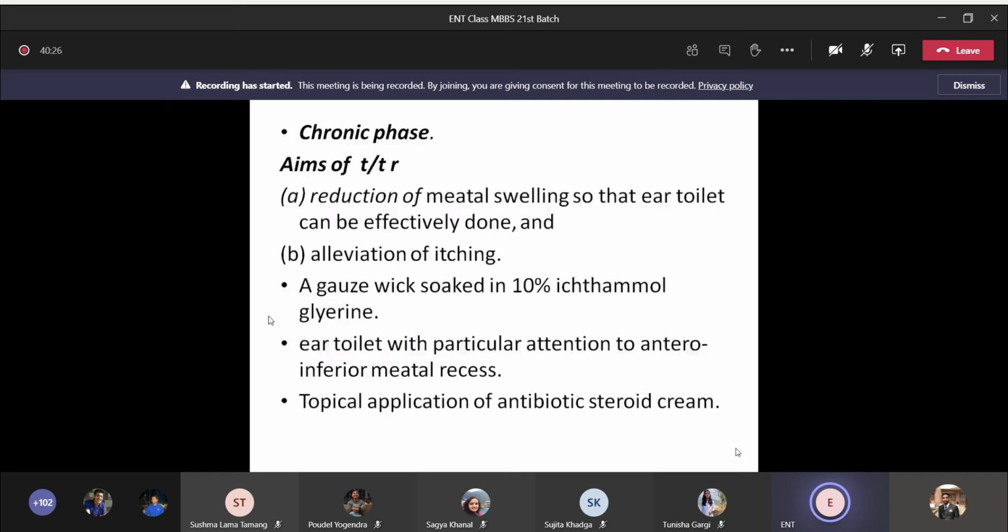For the chronic phase, the aims of treatment include reduction of meatal swelling so that ear toilet can be effectively done, and alleviation of itching. So again, we give a gauze wick soaked in 10% ichthammol glycerin, ear toileting, and topical application of antibiotic steroid cream.